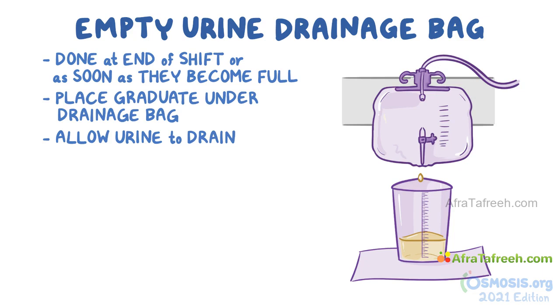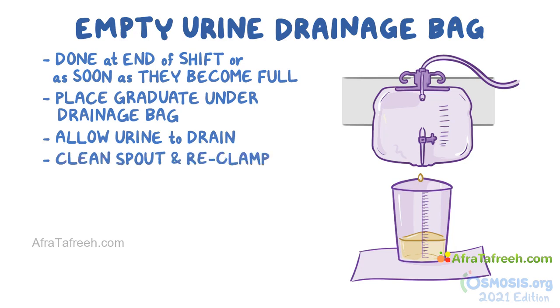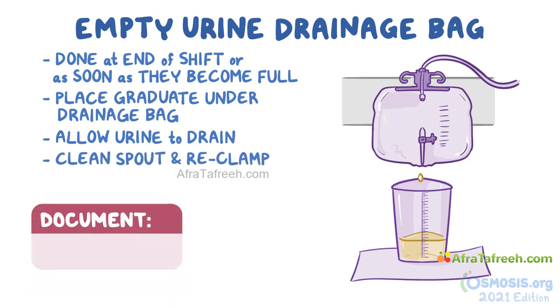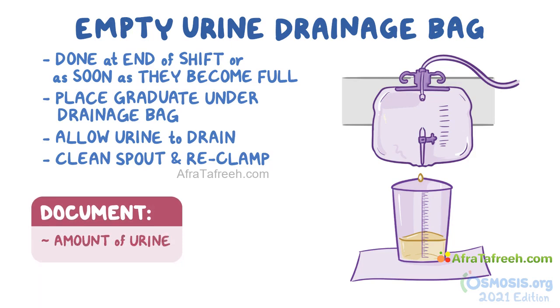Check to see if there are any kinks in the tube and make sure the entire tube is drained, since it's important to keep track of the quantity of urine for some clients. After the urine has drained into the graduate, clean the emptying spout with an alcohol wipe, reclamp it, and place it back into its holder. Use the graduate to measure and record how much urine is collected before emptying the contents into the toilet.